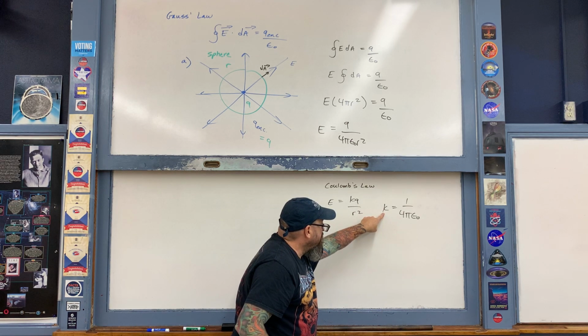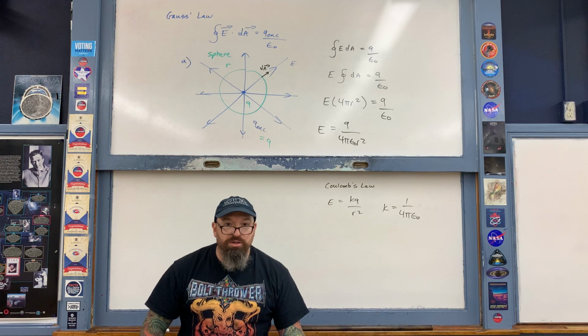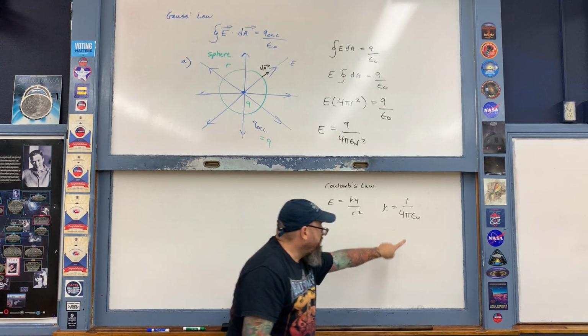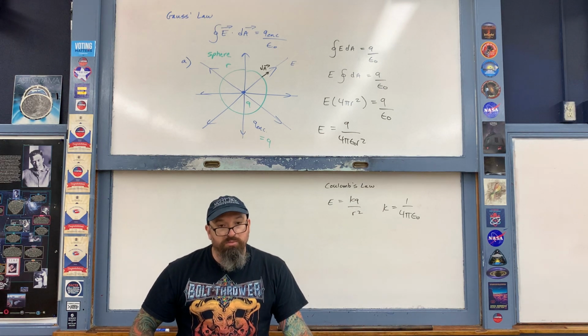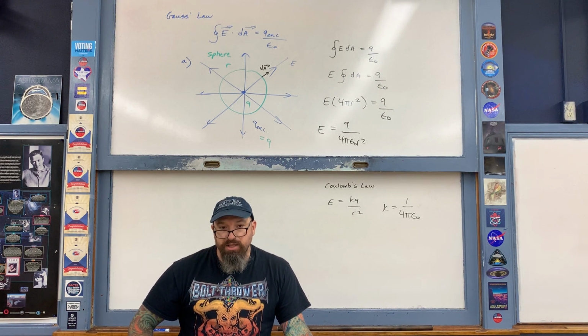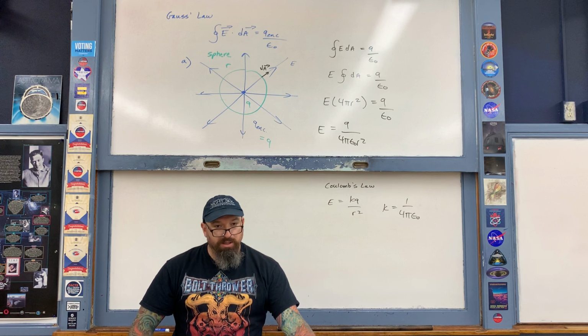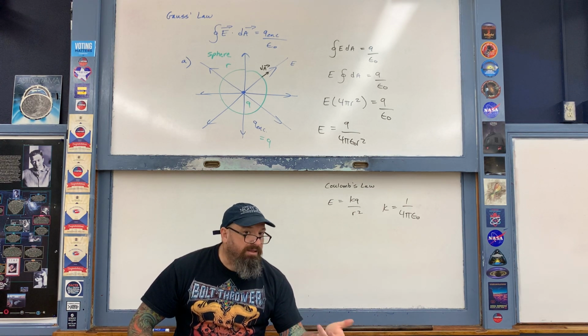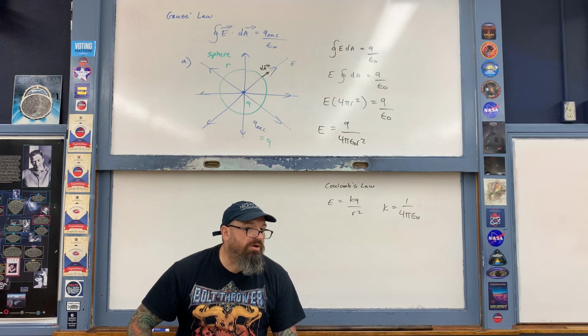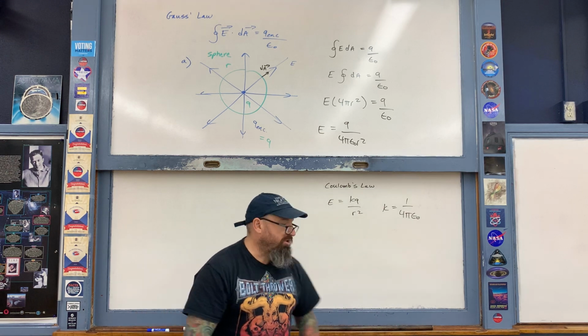Recall from chapter 21 that the units of K were Newton meter squared per Coulomb squared. Well, then therefore the epsilon naught units are just the reciprocal of that, which is Coulomb squared per Newton meter squared. So that's where the units of epsilon naught come from. So yes, in part A of this problem, we're sort of using the answer to get the answer. We'll do the same thing now in part B for the infinite line of charge.